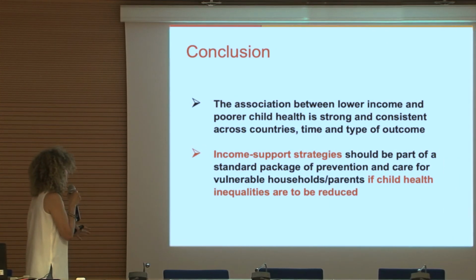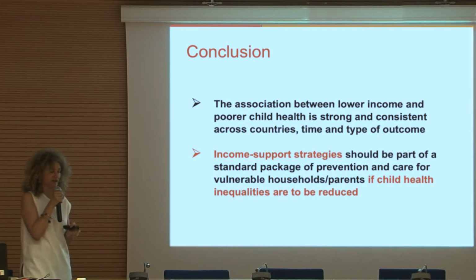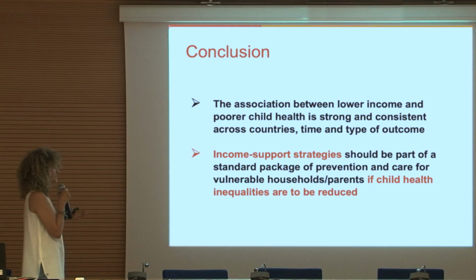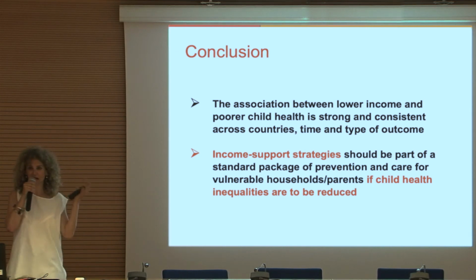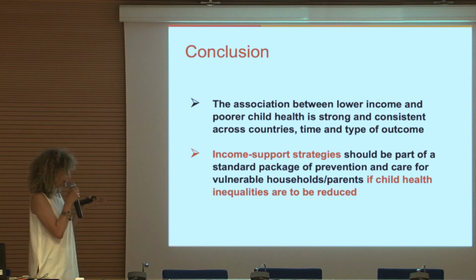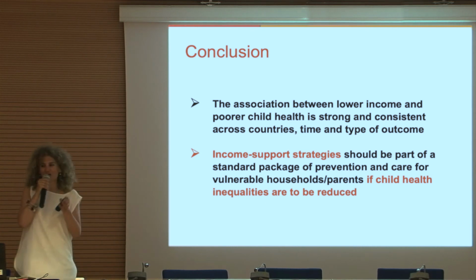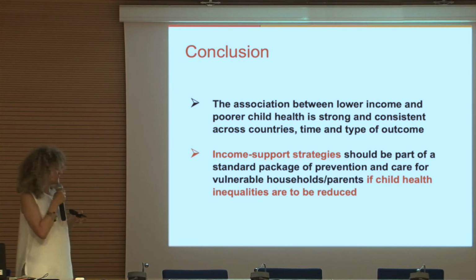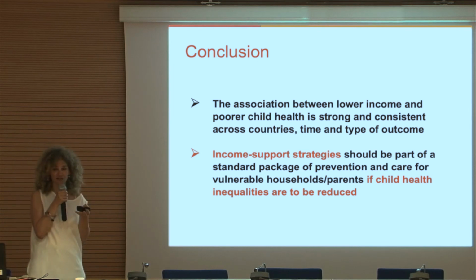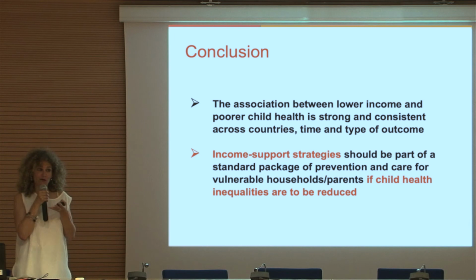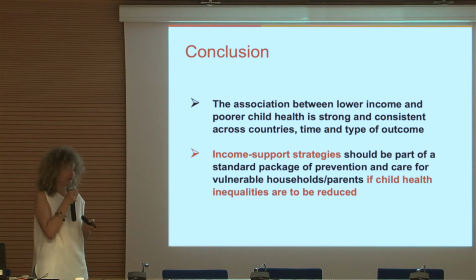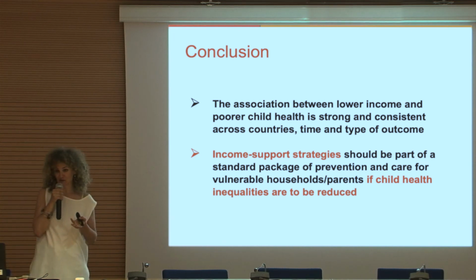All these studies show us that the association between lower income and poor child health is strong and consistent across countries, types of outcomes, and ages and time. Although we have not conducted formal causal inference studies, we believe that if child health inequalities are to be reduced, income support strategies should be part of a standard package of prevention for vulnerable households.